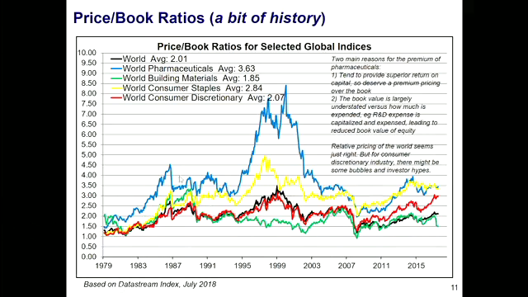Very sharp contrast is the pricing of pharmaceutical companies. They have always been trading at a large premium over the world average, or over the average company price to book value ratio. And that huge increase of price to book value ratio happened in the second half of the 1990s.